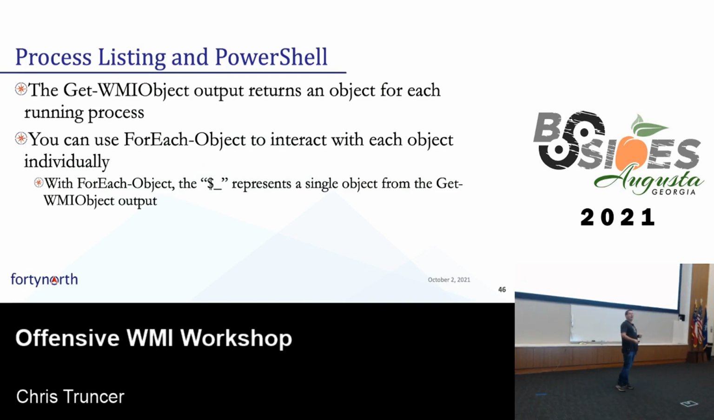Since Get-WmiObject returns objects as output, one way that we can manipulate that is to pipe those results into another cmdlet called ForEach-Object. That lets us interact with each of those objects individually and get only the specific pieces of information that we care about. The way that we do so is you're going to see within the curly braces this symbol, $_, and that's the representation of a single object.